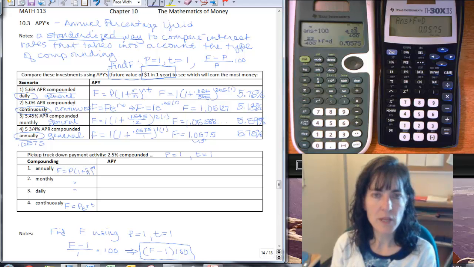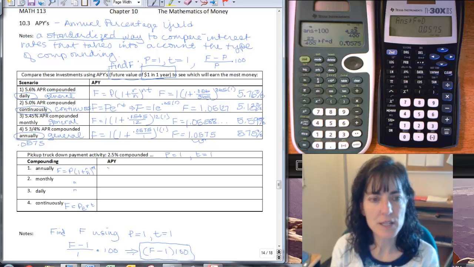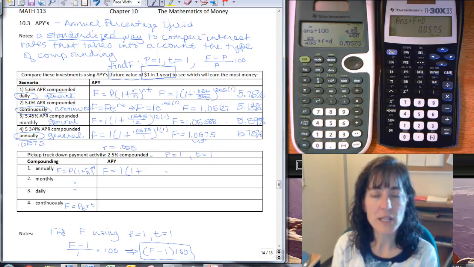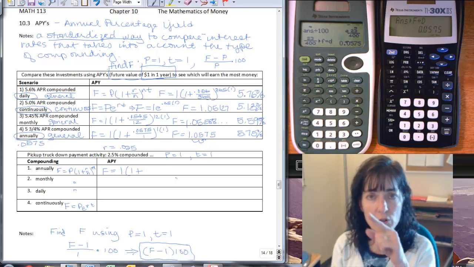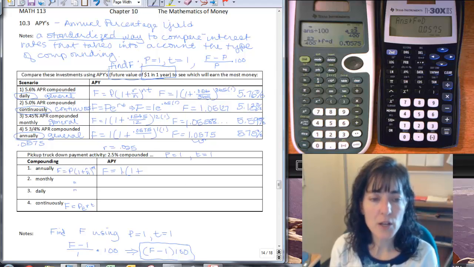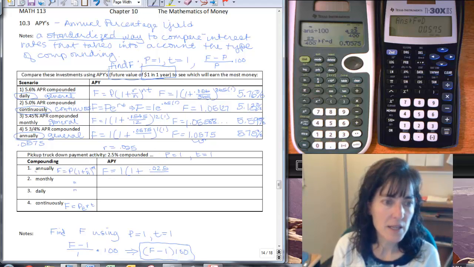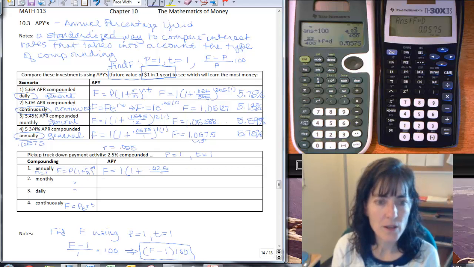Annually, F equals P times 1 plus R over N raised to the NT power. So I will have F equals 1 for my P, 1 plus from the formula R, which is going to be 0.025. So I can take 2.5%, divide by 100, or just move my decimal 2 places to the left. So I have 1 plus 0.025 over N. N in this case is a 1. So I have 1 raised to the 1, and then my T is also a 1.